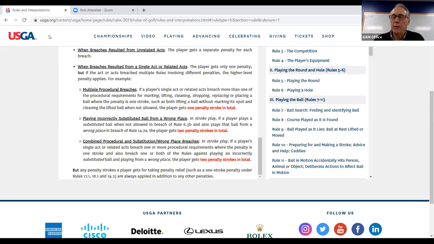Did you find that in the book somewhere? Yeah, as a matter of fact, if you go into interpretations where it says examples of related acts where one penalty applies, they include making several practice swings and touching sand in the bunker. But then if he goes back and takes it back on his line and touches it, it's part of the same thing. Okay. Thanks, Marv.